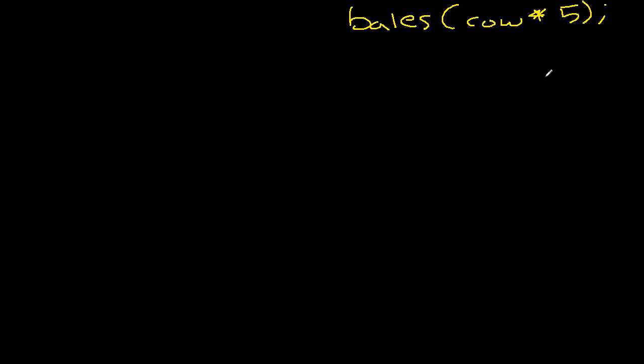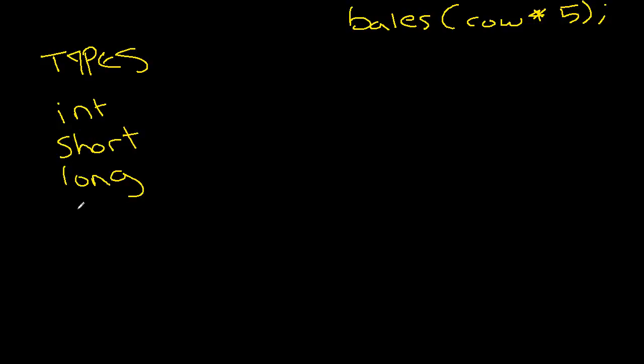But now I have to do types, and hopefully I can do types in a reasonable amount of time. It's kind of a complex subject, and for some reason I keep getting lines when I try to do things like that. But anyway, C has a few different types. It has int, short, long, float, double, and char.